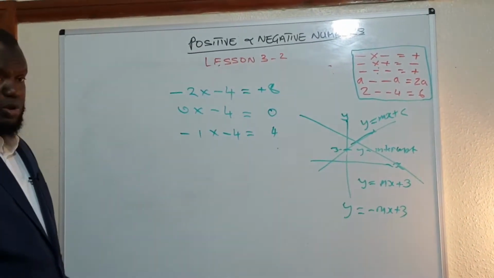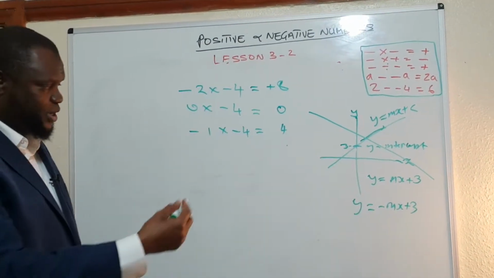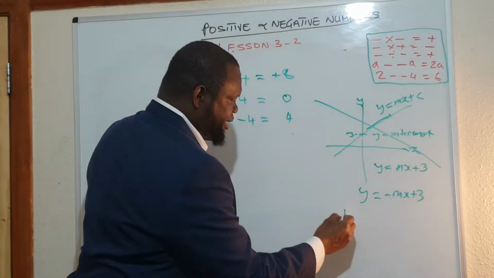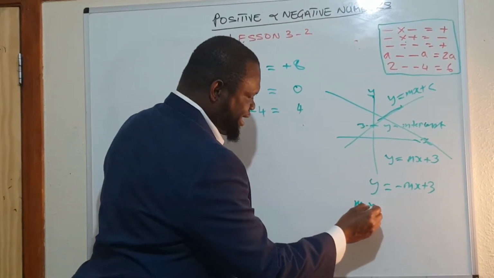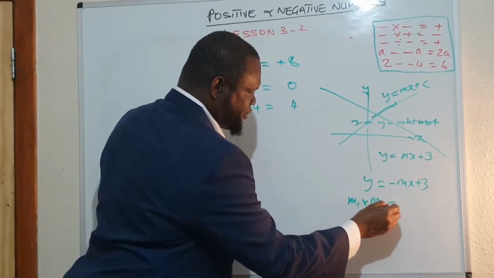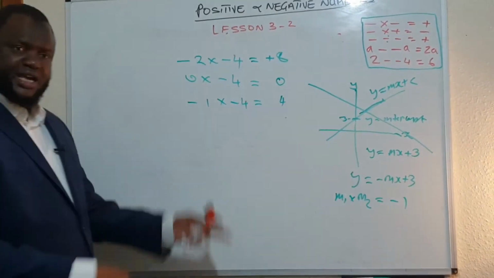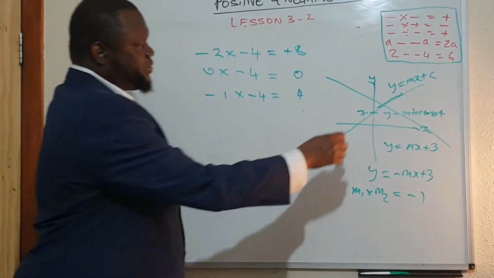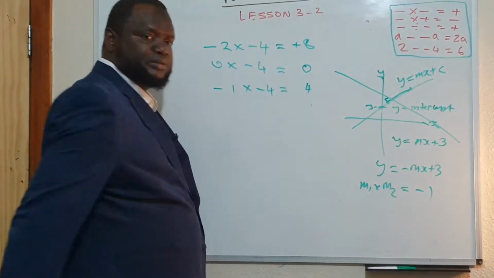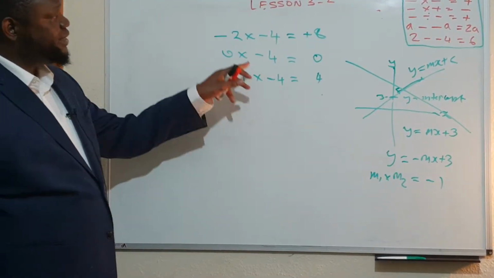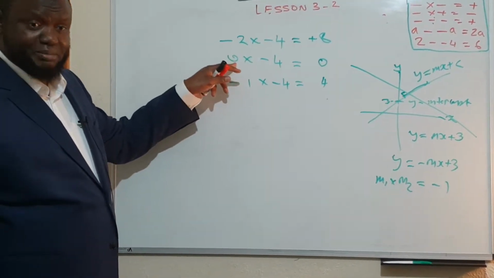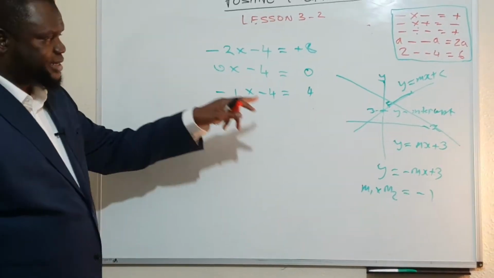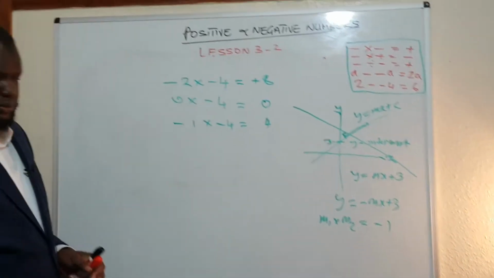That's why when we come to perpendicular lines, we'll tell you the gradient of line 1 times the gradient of line 2 is equal to minus 1, because they are perpendicular. Perpendicular here means 90 degrees. That's why knowing this sign is very, very important in maths. That's one example.